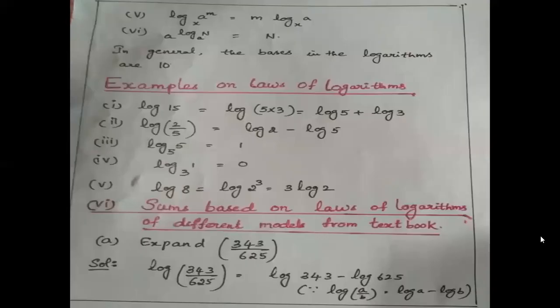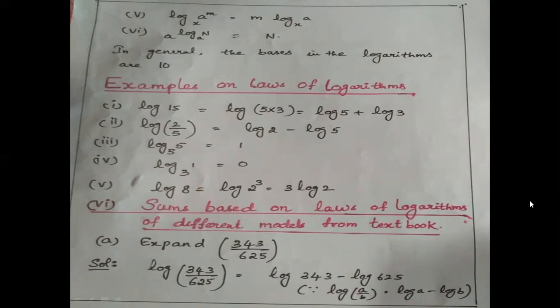Now see the fifth law of logarithm, that is log a power m to the base x, which is equal to m log a to the base x. The last one is a to the power of log n to the base a, its value is n. In general, the bases in the logarithms are always 10. So, whenever the base is not mentioned in the logarithm, it is to be considered as the base 10.